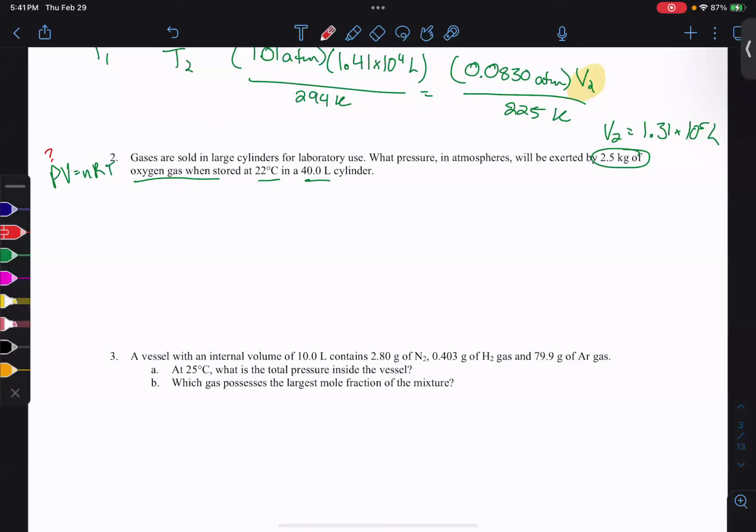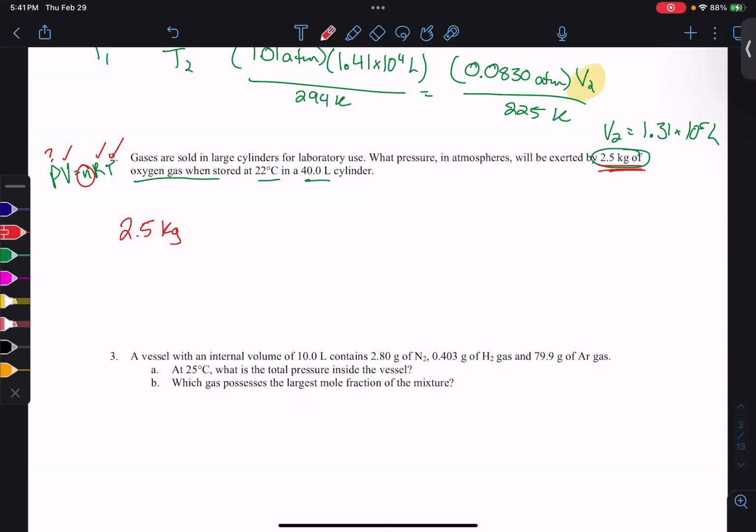I want the pressure. I was given the volume. R is a constant. I'm given the temperature. So I need to get n. How many moles of gas am I shoving into this container? And so I'm going to use that mass that's given here, 2.5 kilograms. So 2.5 kilograms of oxygen, but we got to be careful. This is kind of like midterm 1 review stuff.